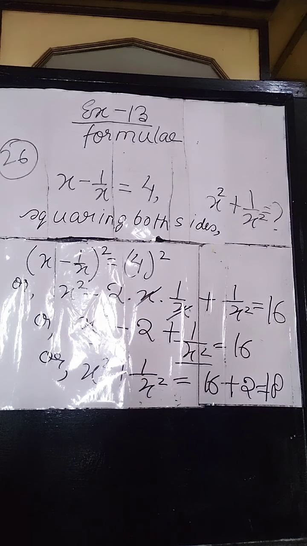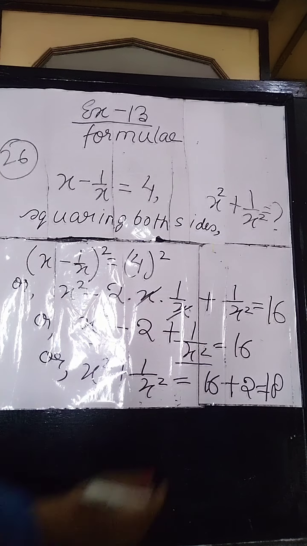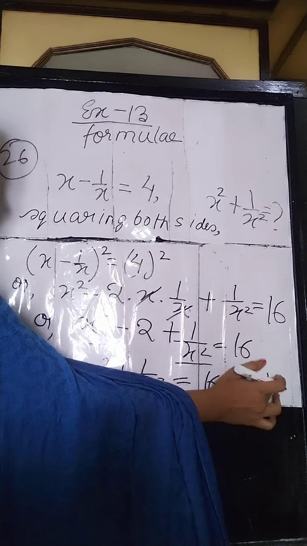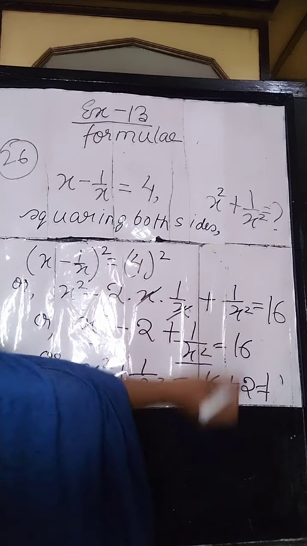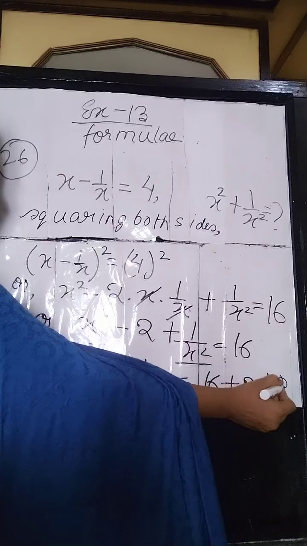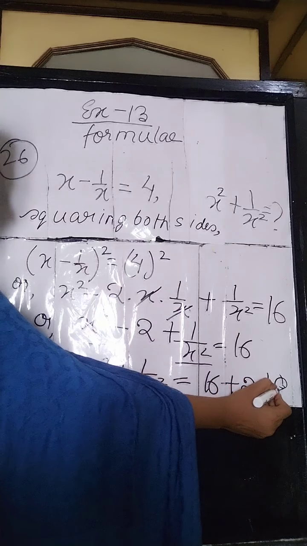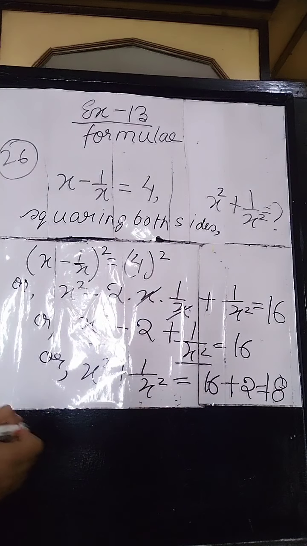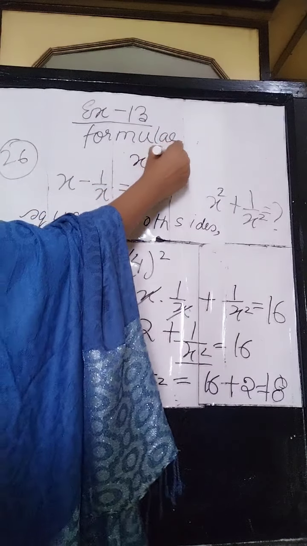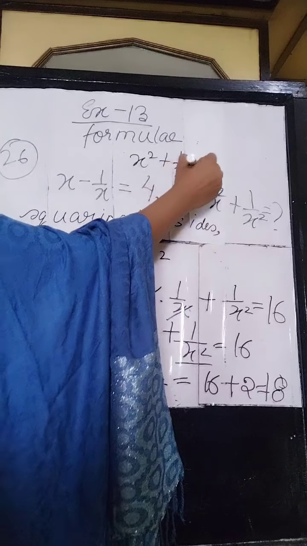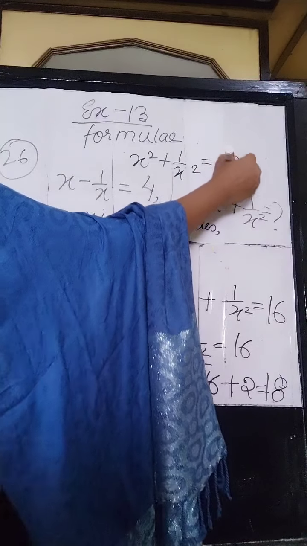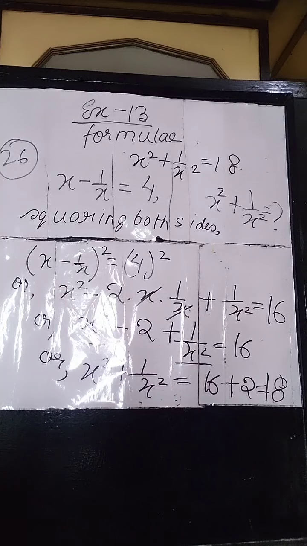Why plus 2? Why are we writing plus 2? We are writing plus 2 because minus 2 will change position. It will go to the right hand side and it will become plus 2. And the answer will be 18. So x square plus 1 by x square, whose value we are asked to find out, will be 18. 18 will be the answer of this sum.